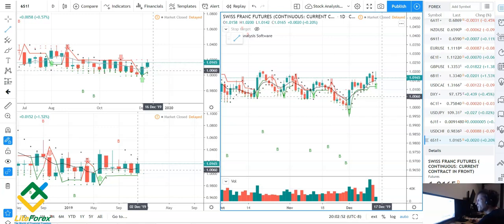Okay, so that is the breakdown for the major currencies for December 13th, 2019.